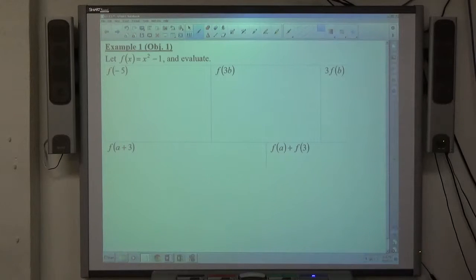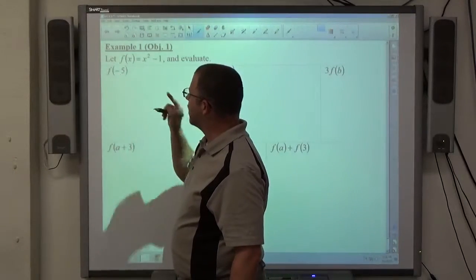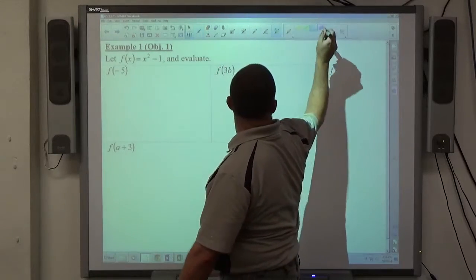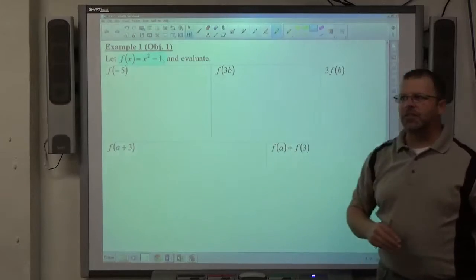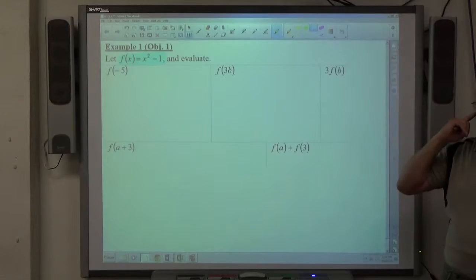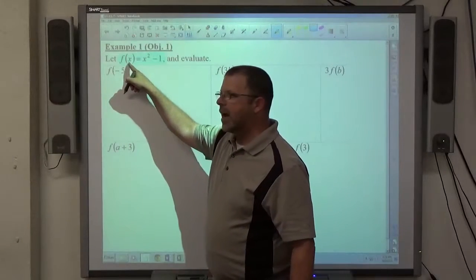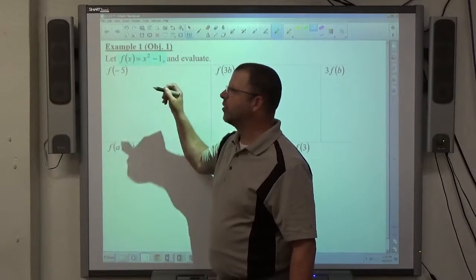Example 1, let f of x equal x squared minus 1 and evaluate each of the following. We have a numerical evaluation here, f of negative 5. So, going back up to our function definition, the function f is defined as the expression x squared minus 1. The variable of the function f is x, and x is going to be replaced by something, so you replace this x with the same something.